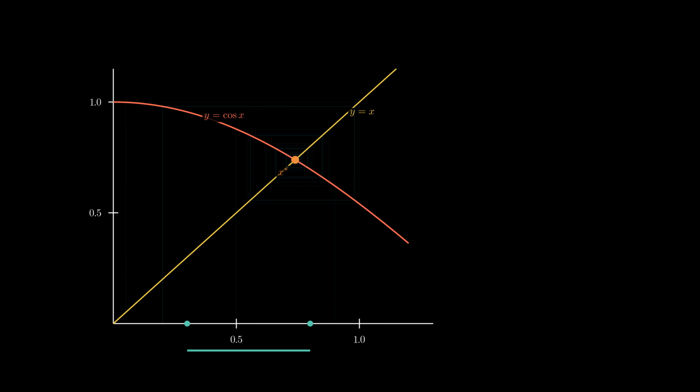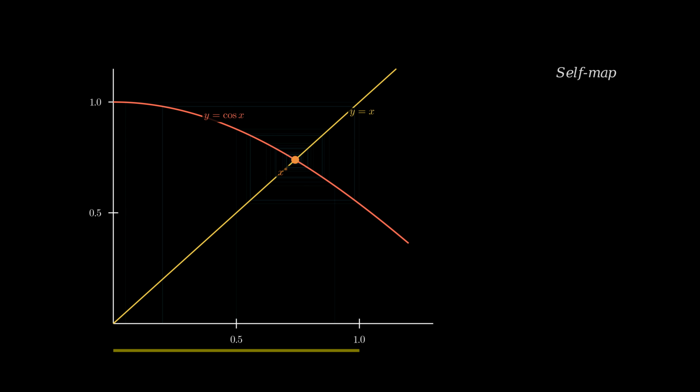Pick 2 points. Measure their distance. Apply cosine to both. The output distance is shorter. Try another pair. Same result. A contraction compresses distances by a uniform factor q, strictly less than 1. Not every map contracts. A map like 2x doubles every distance. The contraction property is doing real work.